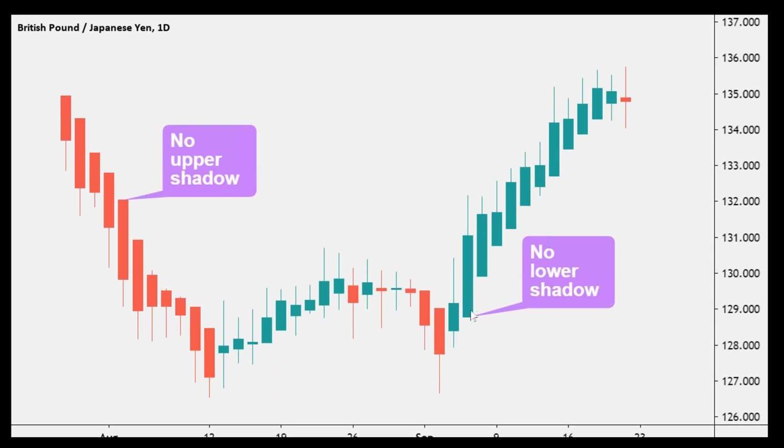That's what we're looking for on the charts, on the 5-minute chart or on the daily chart, but specifically on the 5-minute chart.